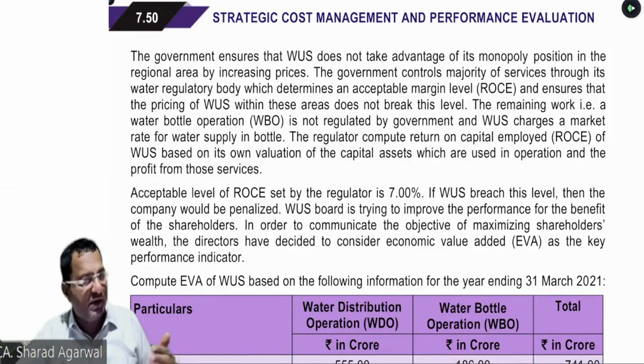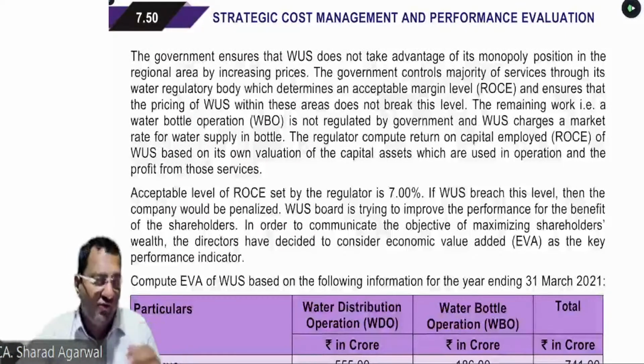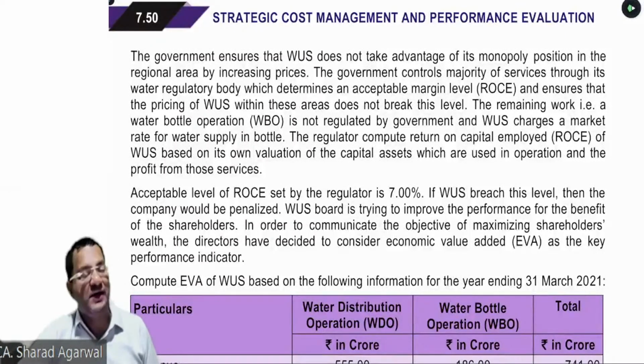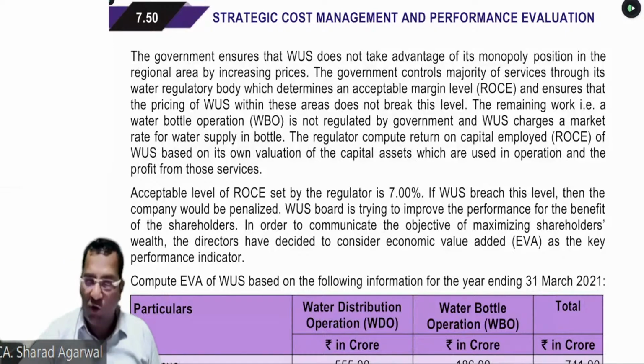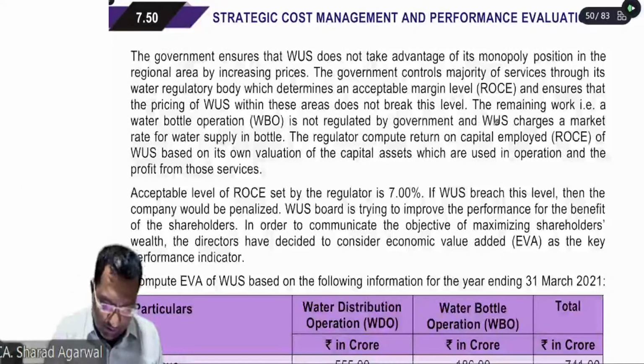not. If the company is earning profit within that acceptable ROCE, then definitely we can say the company is not exploiting the monopoly situation. But if the rate of earning is more than the acceptable ROCE, then definitely the Water Regulatory Body will take objection in this regard. The remaining work is the water bottle operation.